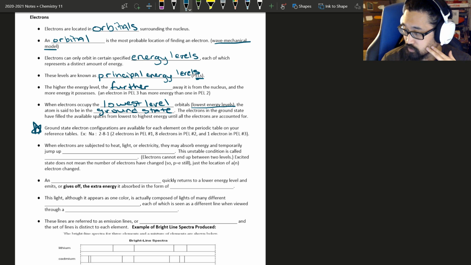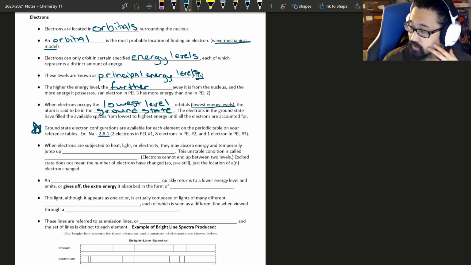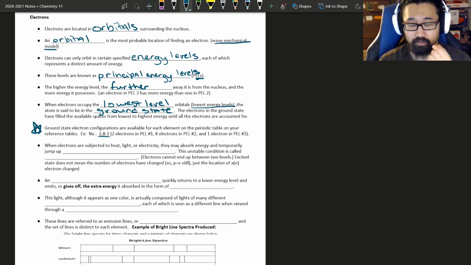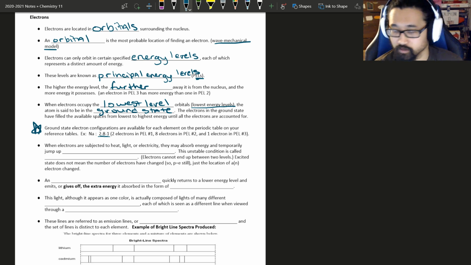Sodium, this 2-8-1 is in the bottom left corner of the little box for each element. So there are two electrons in principal level 1. There are 8 electrons in principal level 2. There's only 1 electron in principal level 3.